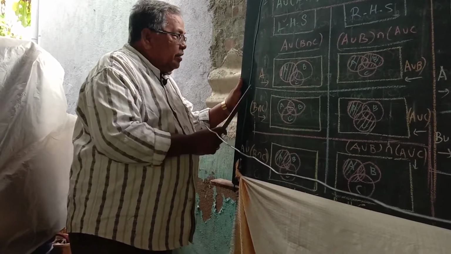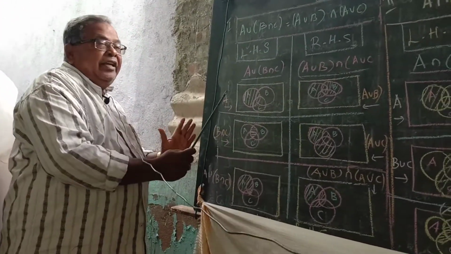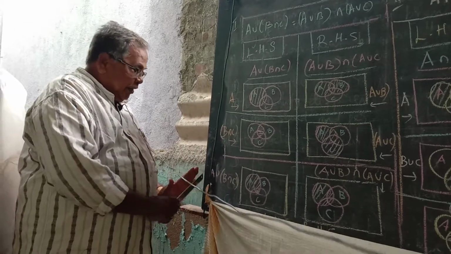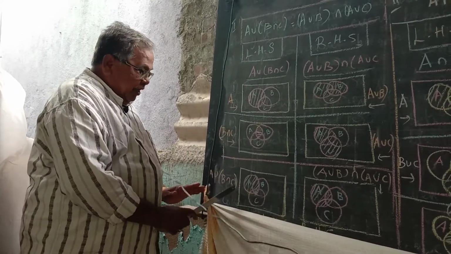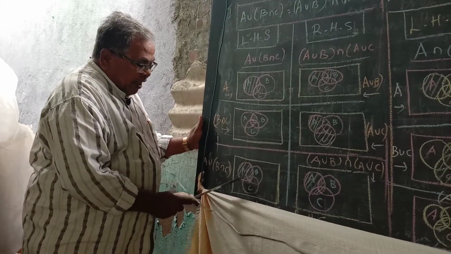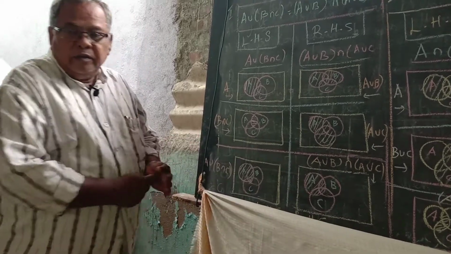Then afterwards A union B intersection C. After splitting this left hand side formula, once again I am adjoining A union B intersection C. I am shading, and I am getting this kind of figure.